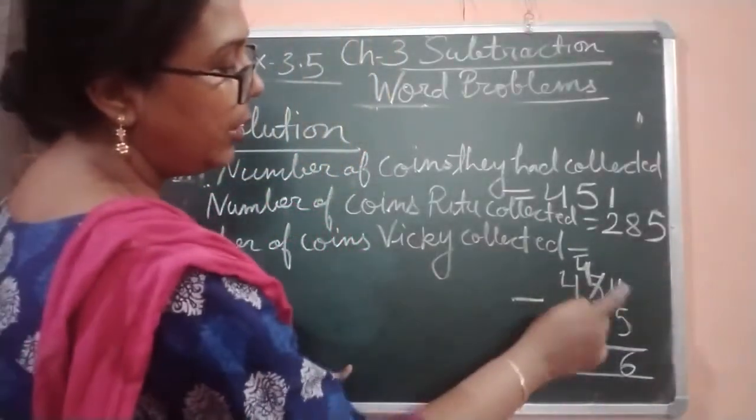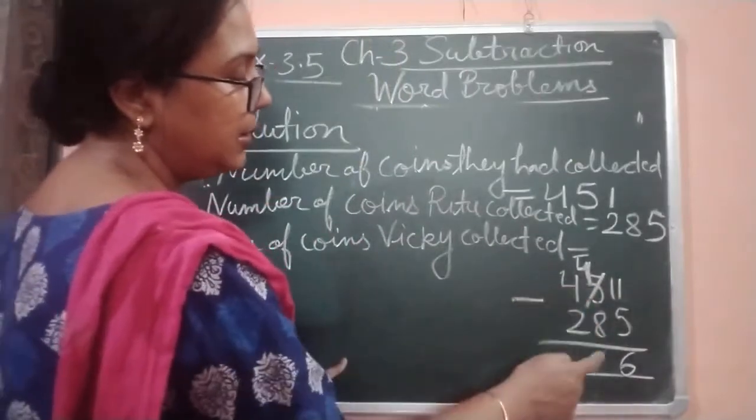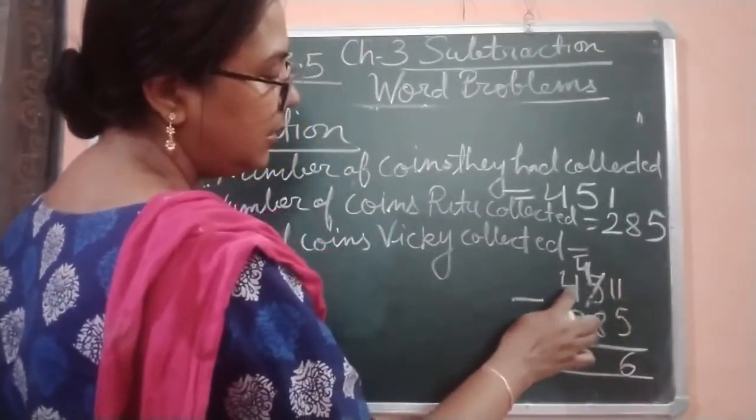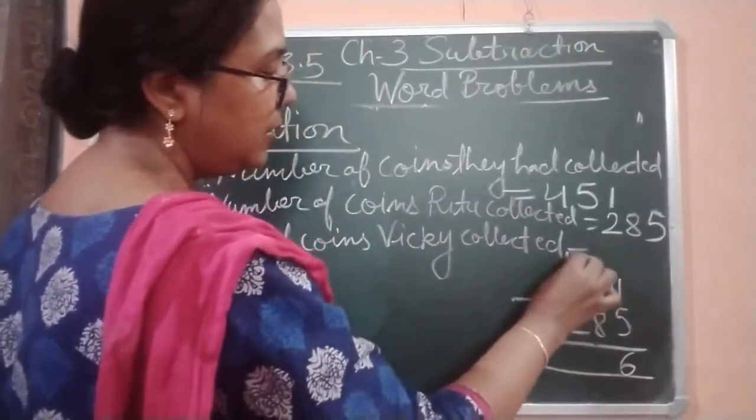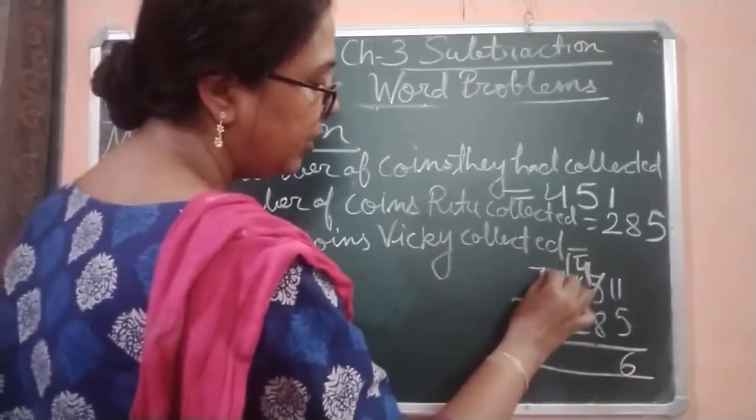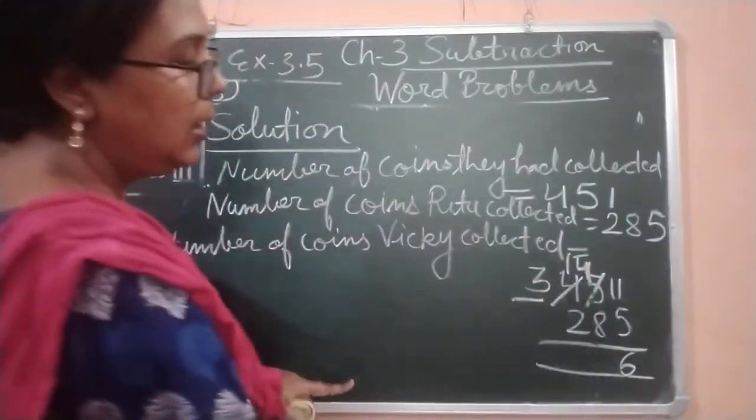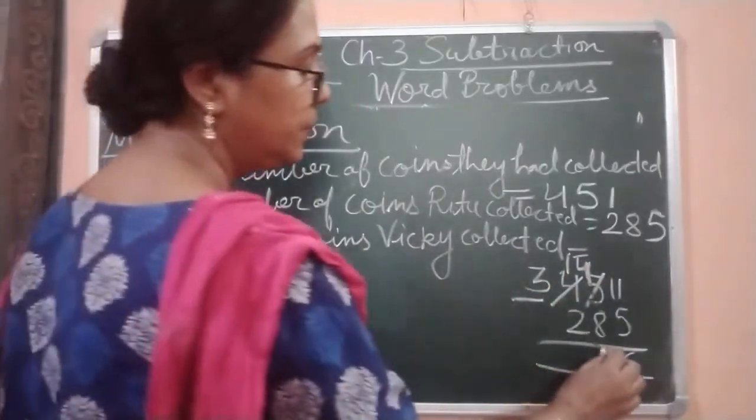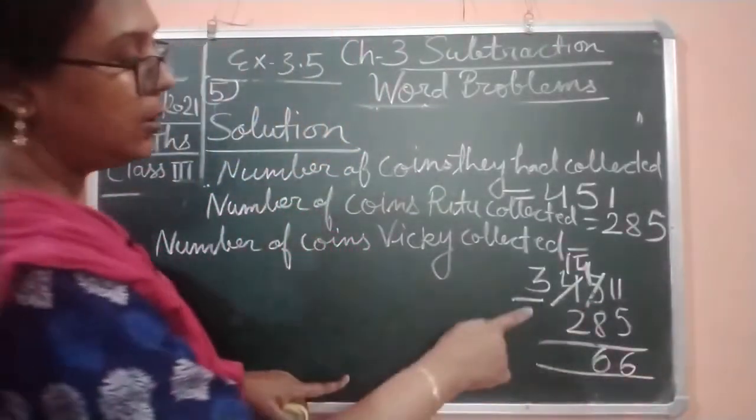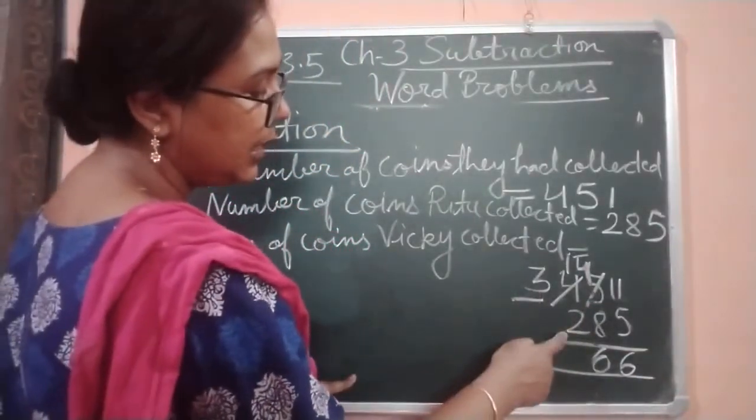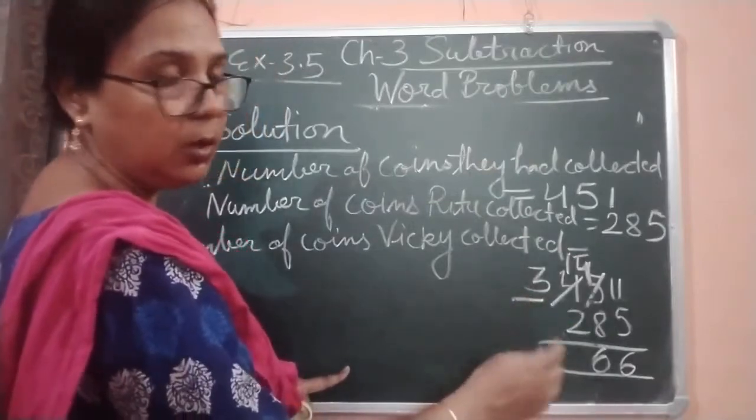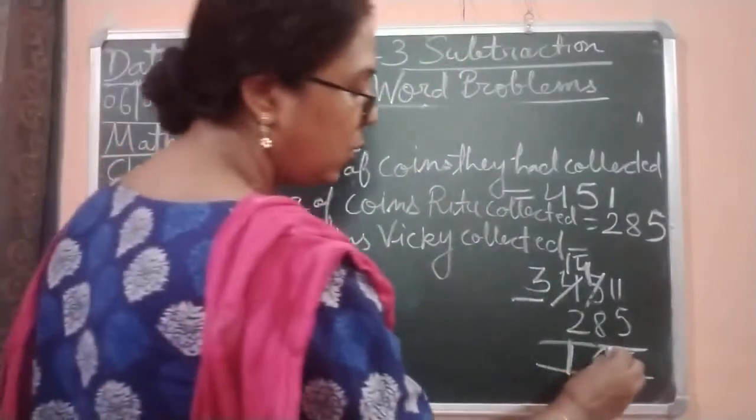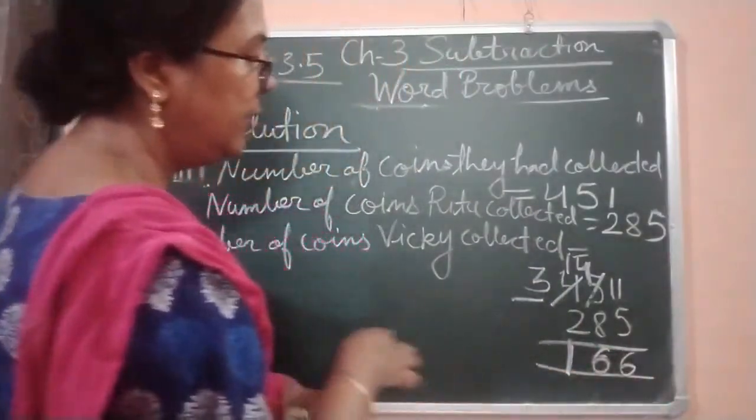Now 4 is a lesser number than 8. Again this tens will ask for help from the 100. 100 will give 1. Now what is left over here? 300. Now 14 minus 8, so what will we get? Again 6. Now because 3 is left and 2 is there, 3 minus 2 is 1. So the total coins Vicky collected is 166.